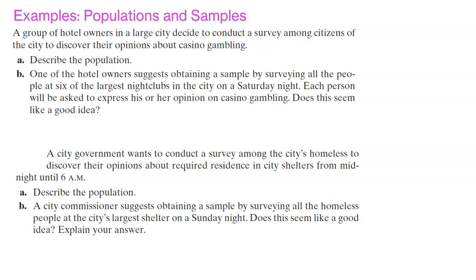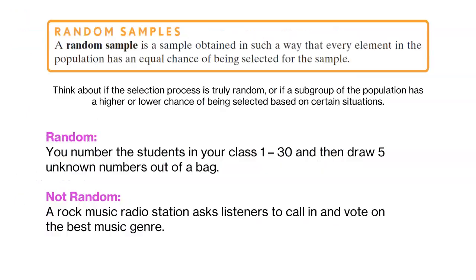So just picking the largest shelter on a Sunday night, those people probably want to be in the shelter, and it's nighttime. So they're like, yeah, I totally want to be here. This is great. It doesn't bother me at all. But people that aren't there, maybe they feel differently. So it's not representative of our population. And so that's where we come into random samples.